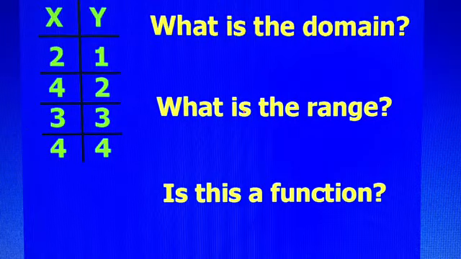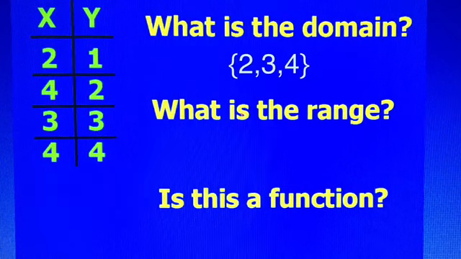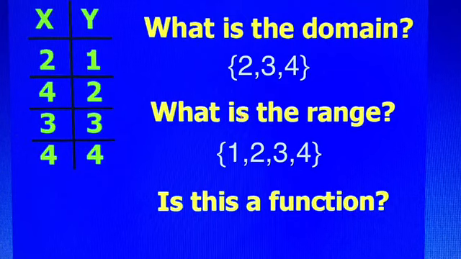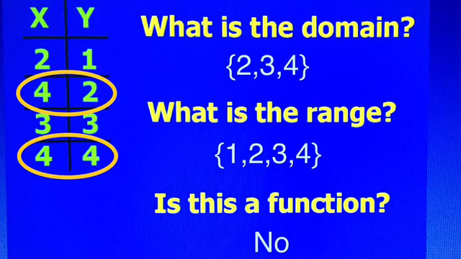Let's review quickly. Can you identify the domain, the range, and whether or not this relation is a function? Remember, you can pause the video at any time. The domain is 2, 3, and 4. And notice I put it in what we call set notation. The range is 1, 2, 3, 4. This is not a function because I have two different range values for the same domain value.